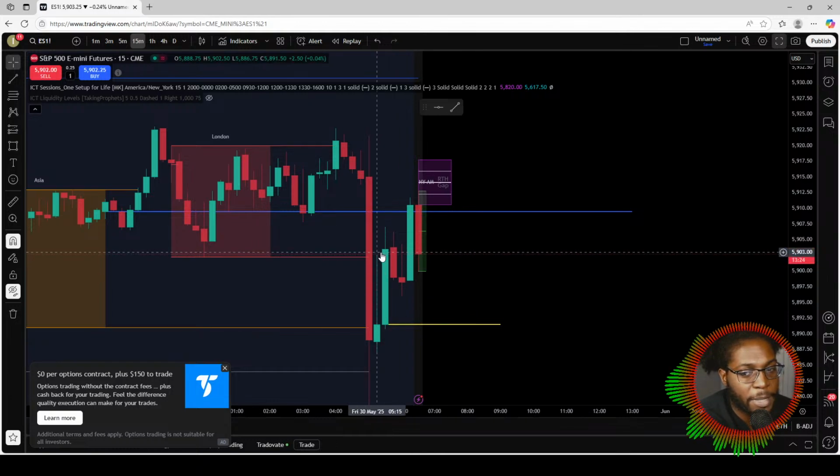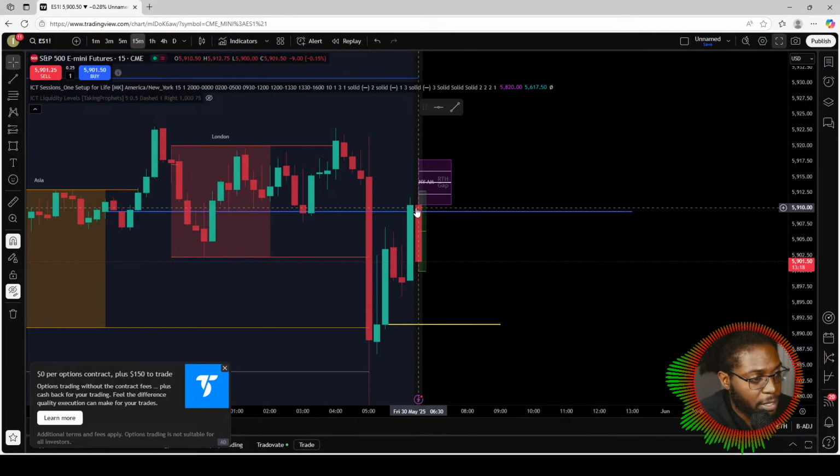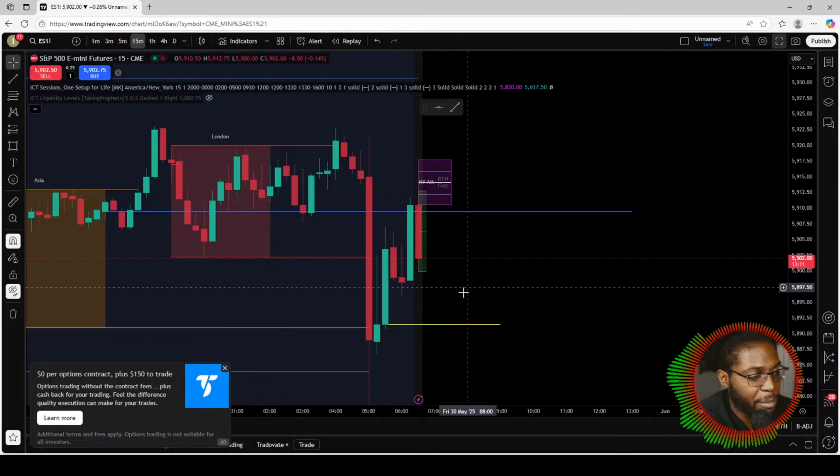So we just dug a little bit deeper into this 15-minute fair value gap. That's what these two big candles you're seeing right here just did, but I'm not really going to say that means anything right now.